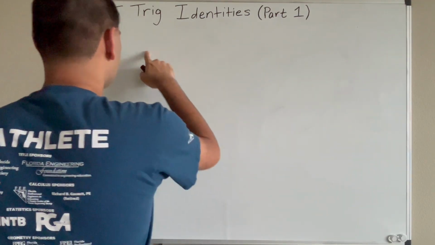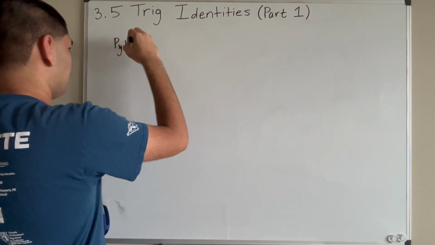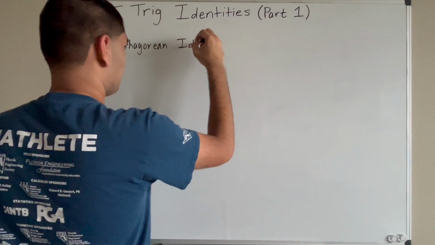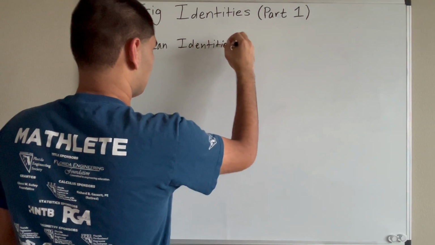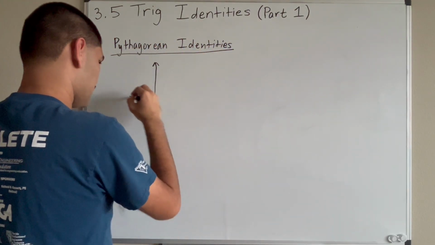So to begin with, let's start with the Pythagorean identities. Okay, so let's start with the unit circle.